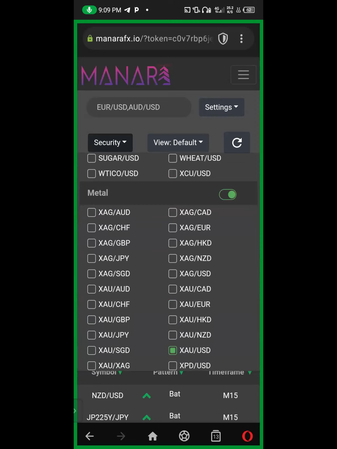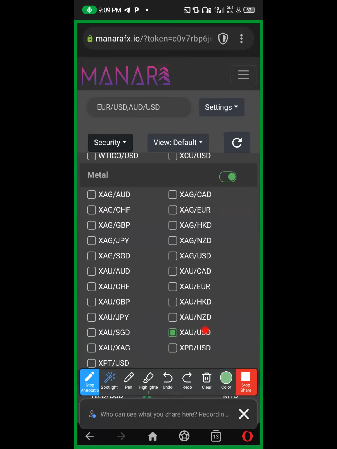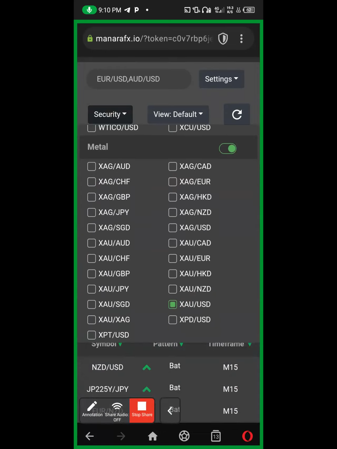So metal, yes, but the only thing we trade on metal is gold, which is XAU USD, as you can see. Just look for XAU USD right here. If you like, but as a new person, just trade only XAU USD. I would have said even silver XAG USD, but as a new person, you don't need to bother yourself. I mean, there's enough trades to do.